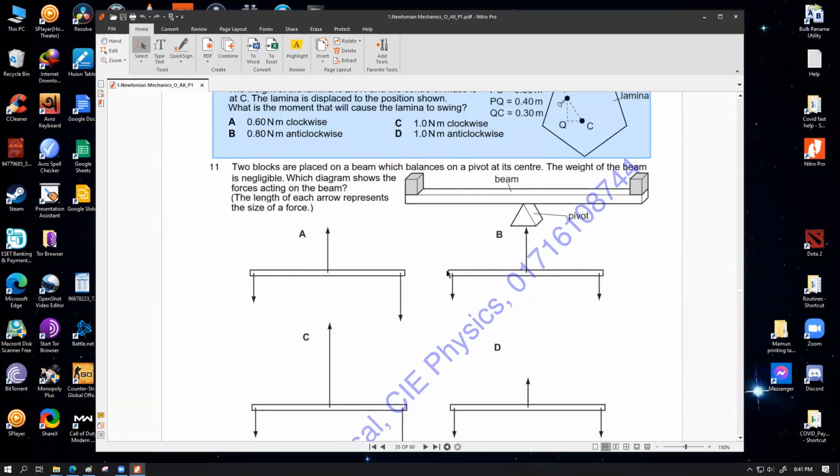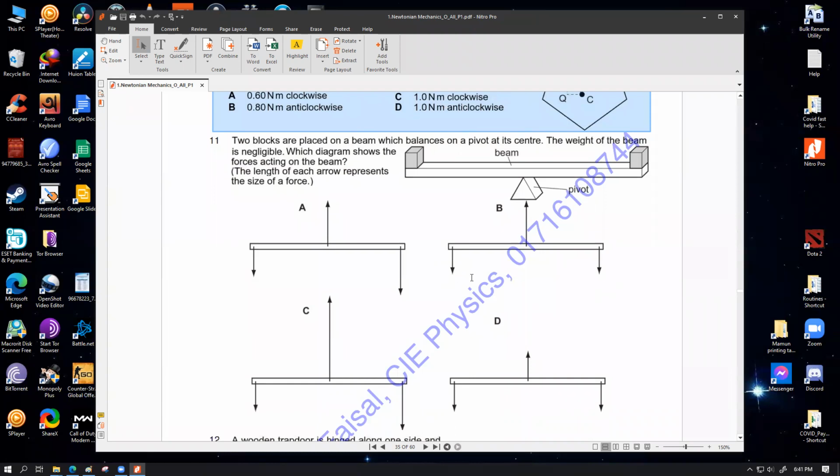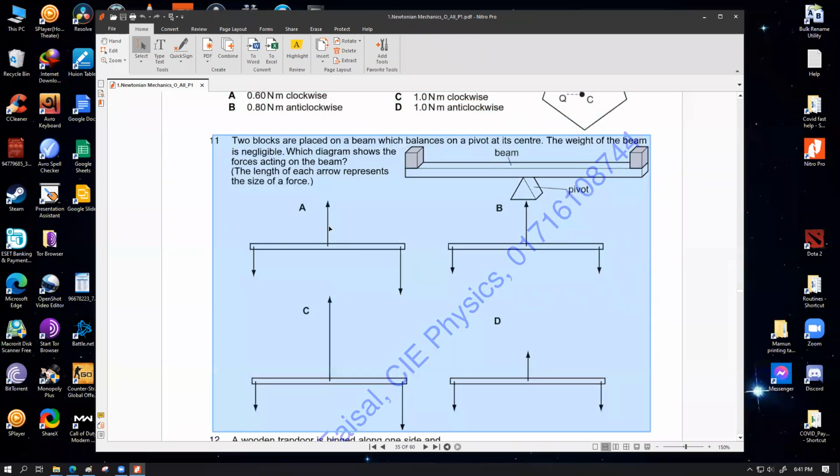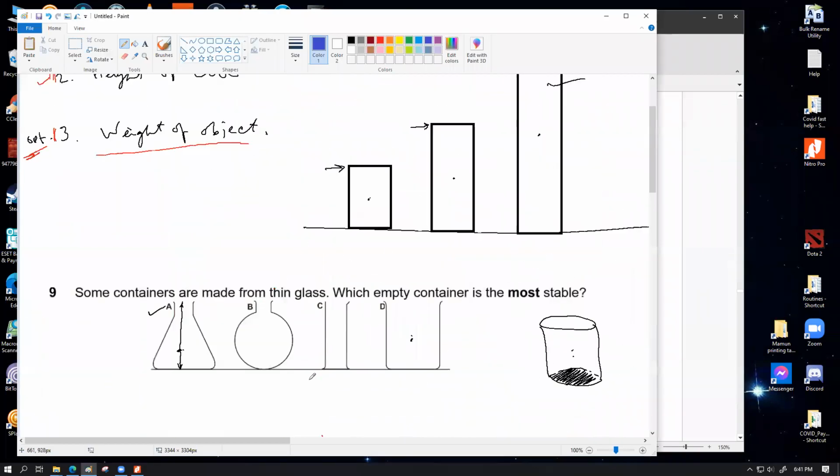Number 11, have a look at number 11. Number 11 is a pretty interesting question. It takes a good amount of observation capability. So have a look at number 11.